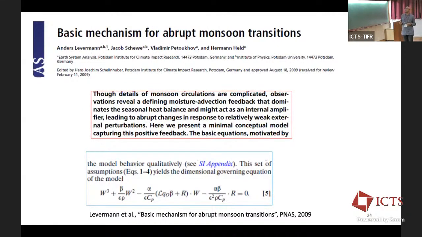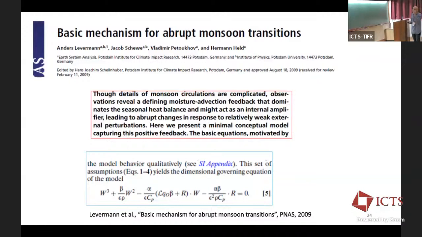Here's a quote from the abstract of a subsequent paper, which sought to identify the basic mechanism for this transition. Though details are complicated, observations reveal a defining moisture advection feedback that dominates the seasonal heat balance and might act as an internal amplifier, leading to abrupt changes in response to relatively weak external perturbations. And the paper presents a minimal conceptual model.